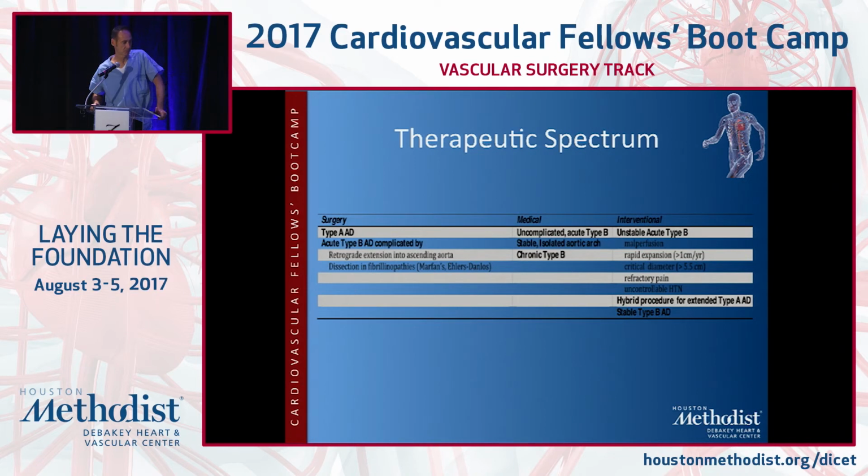As far as surgery, obviously type A, we said all those get surgery. You can have acute type Bs with retrograde dissection. Also, when you stent them, that can be one of the complications. And then you convert it into an open operation.